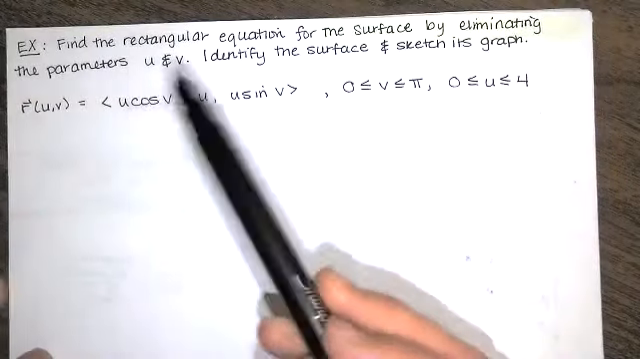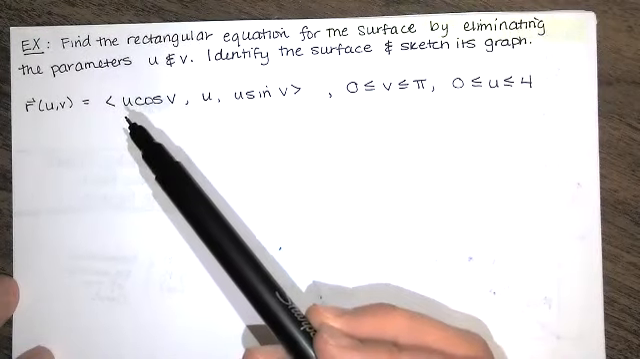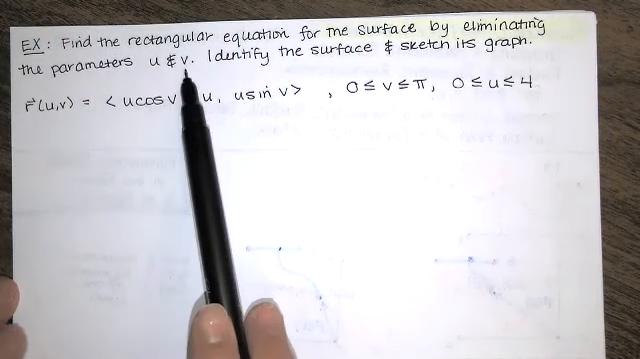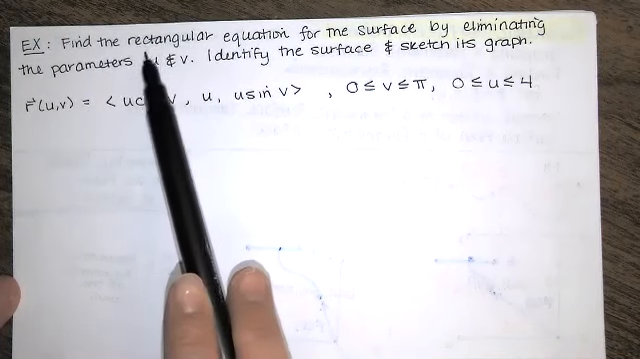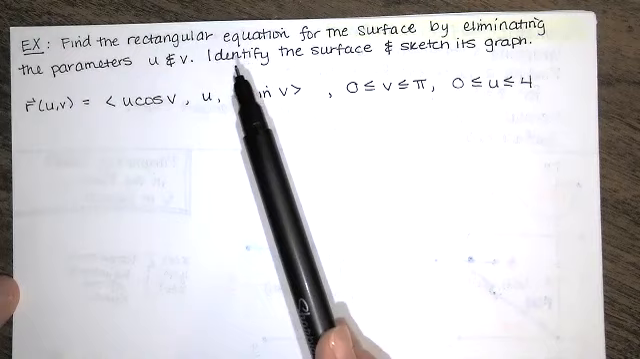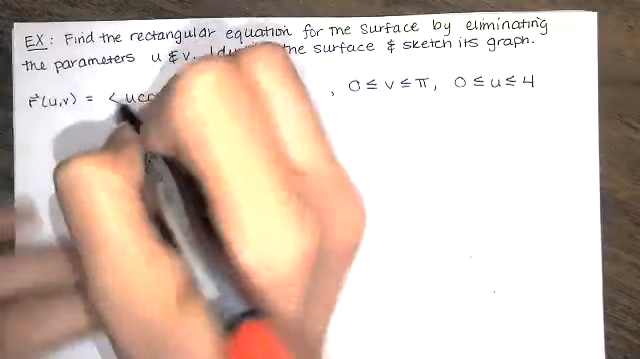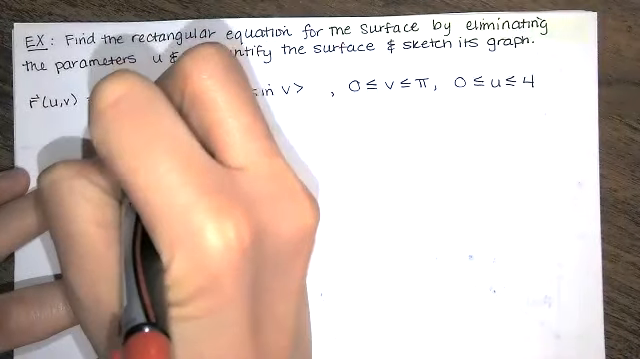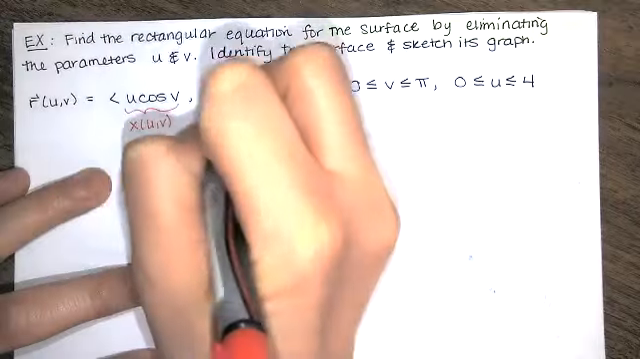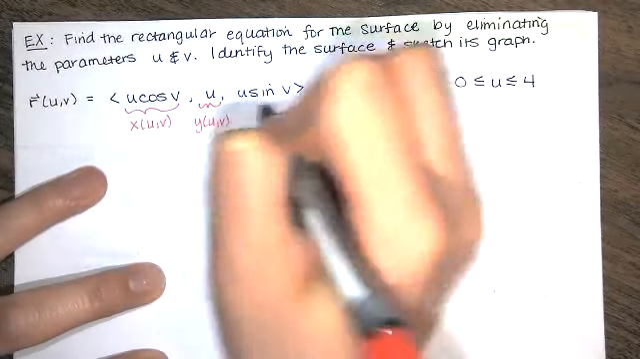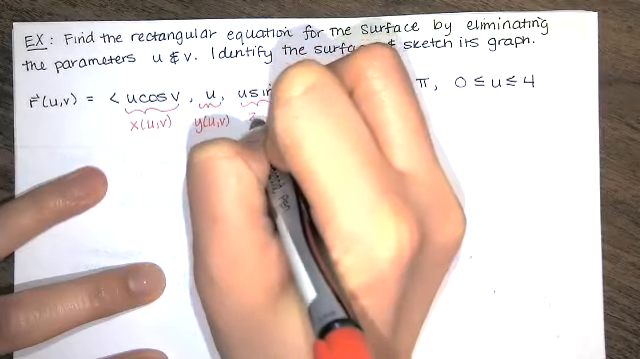Okay, so now we're going to do the same thing here. We're trying to get rid of the parameters u and v so that we have a rectangular equation of the surface. Remember, a rectangular equation is just an equation involving x, y, and z describing your surface. So this is x of u and v. This component here is y of u and v. And this component is z of u and v.